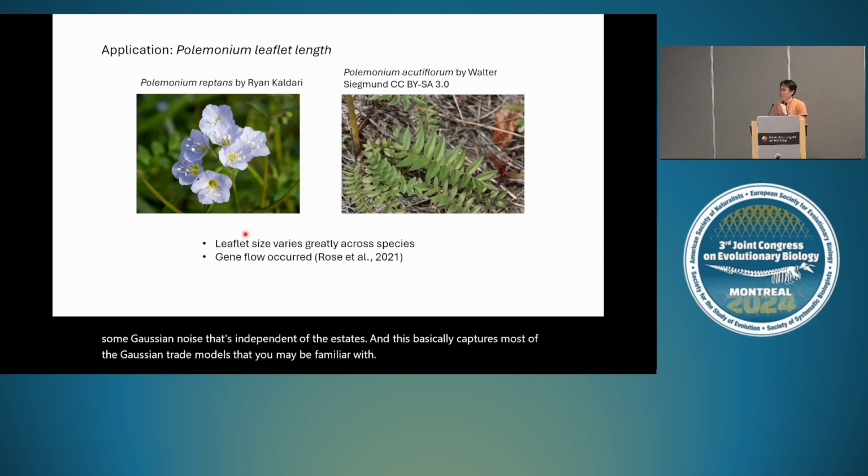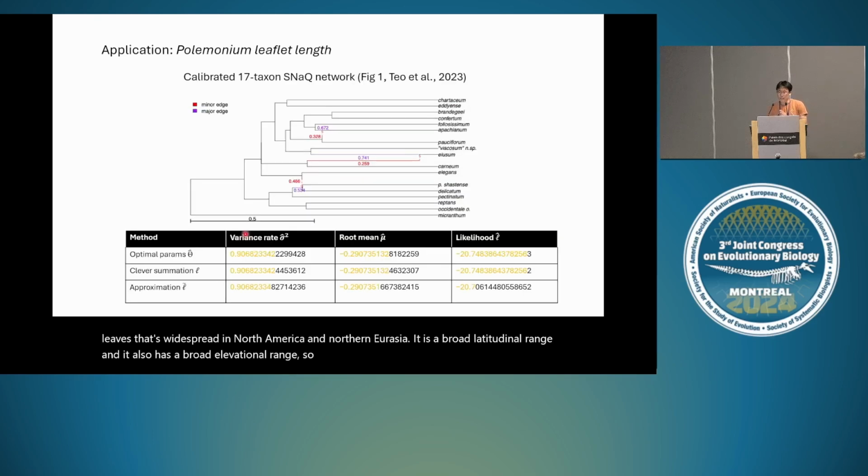Okay, so here we demonstrate our prototype on a really simple example. Here I'm using leaflet data from the genus Polemonium. This is a flowering plant genus with compound leaves that's widespread in North America and Northern Eurasia. It has a broad latitudinal range, and it also has a broad elevational range. So here I'm specifically fitting just a very simple model, univariate Brownian motion on leaflet length along this 17 taxon network that was inferred using SNaQ.